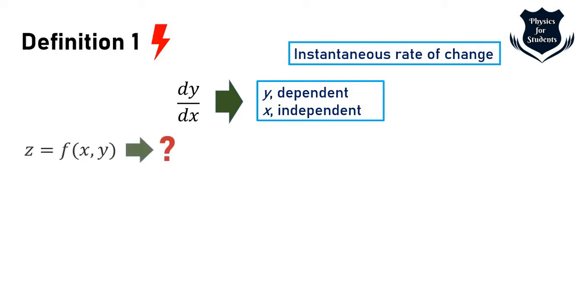Now suppose we have a function something like this: z equals f of x comma y. So how do we use the Leibniz notation of dy by dx with two variables x and y? That is why I have put a question mark. x and y are the independent variables and z is the dependent variable. So how do we use Leibniz notation for two variables?